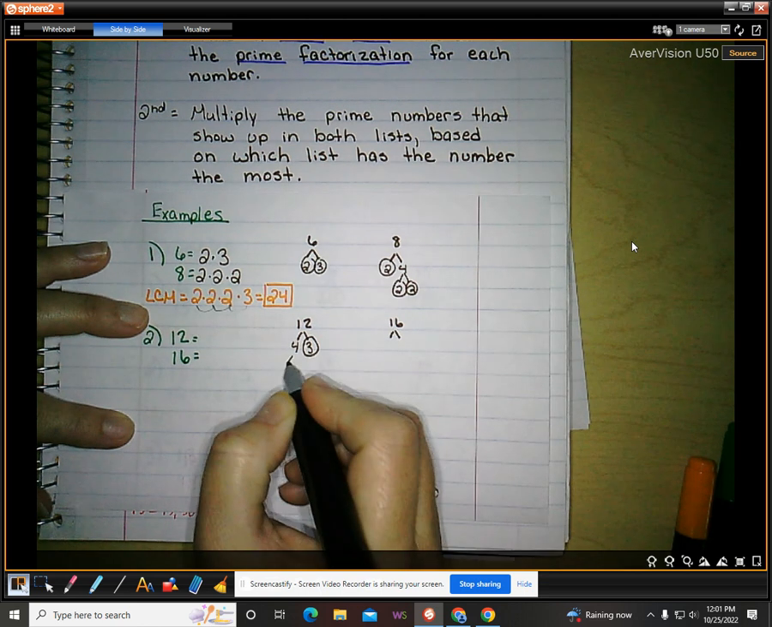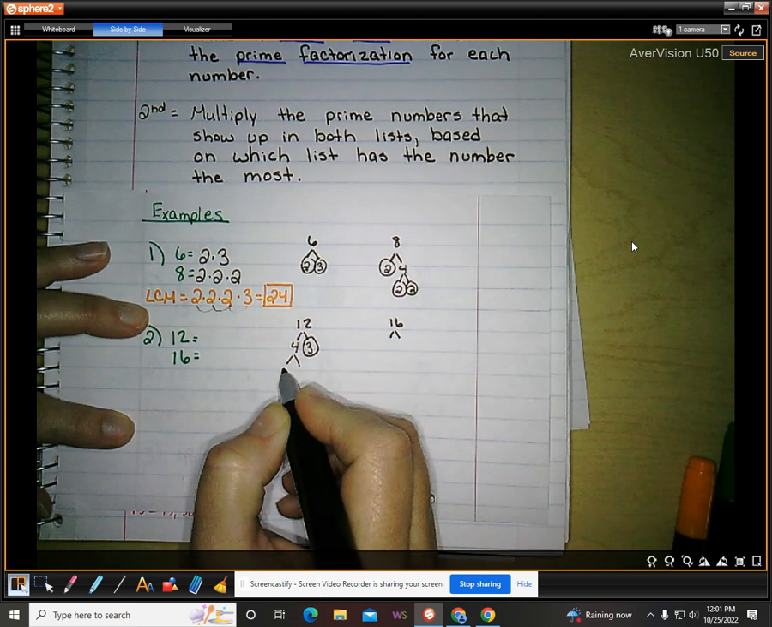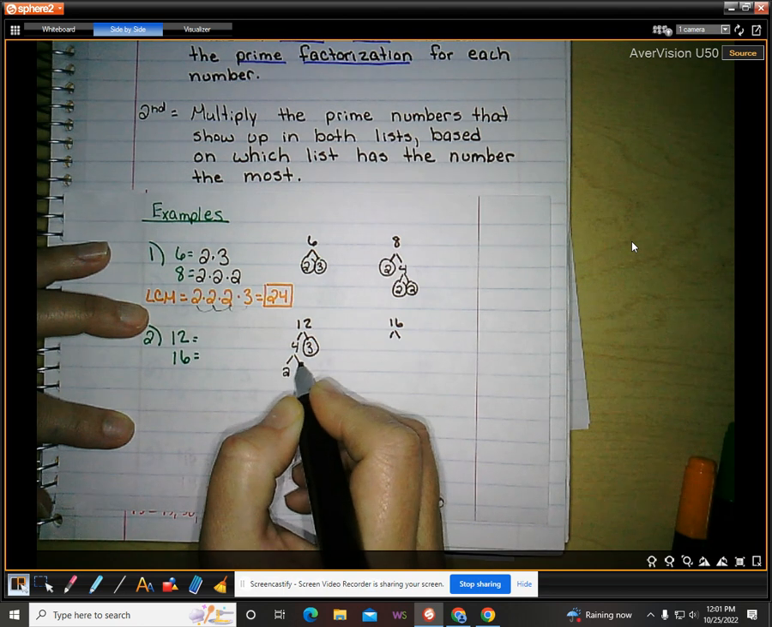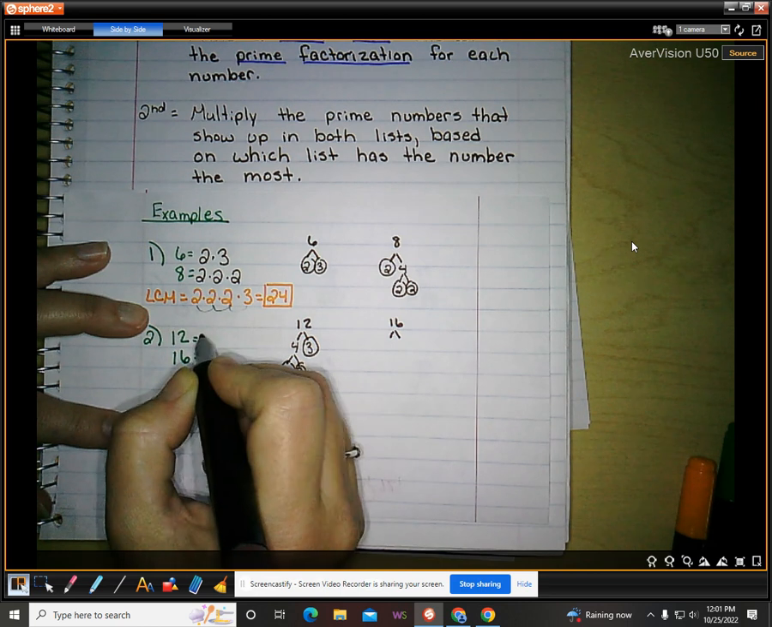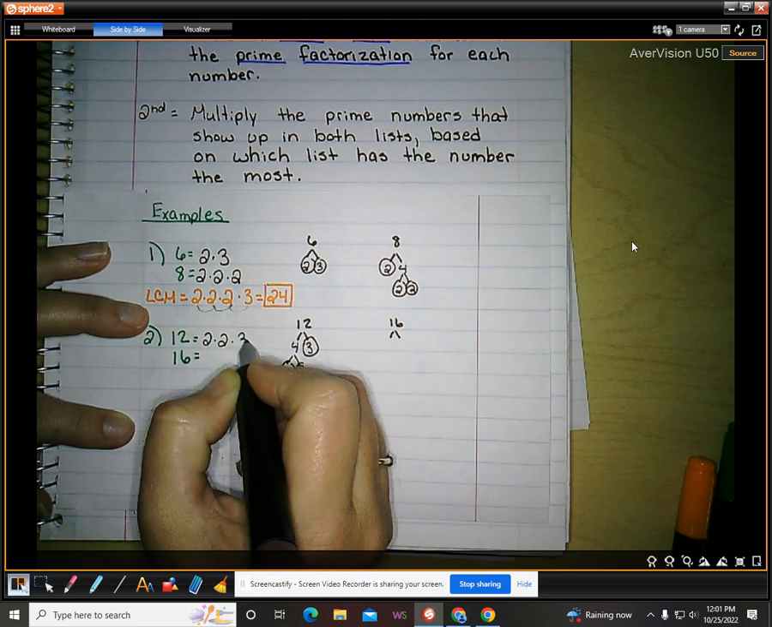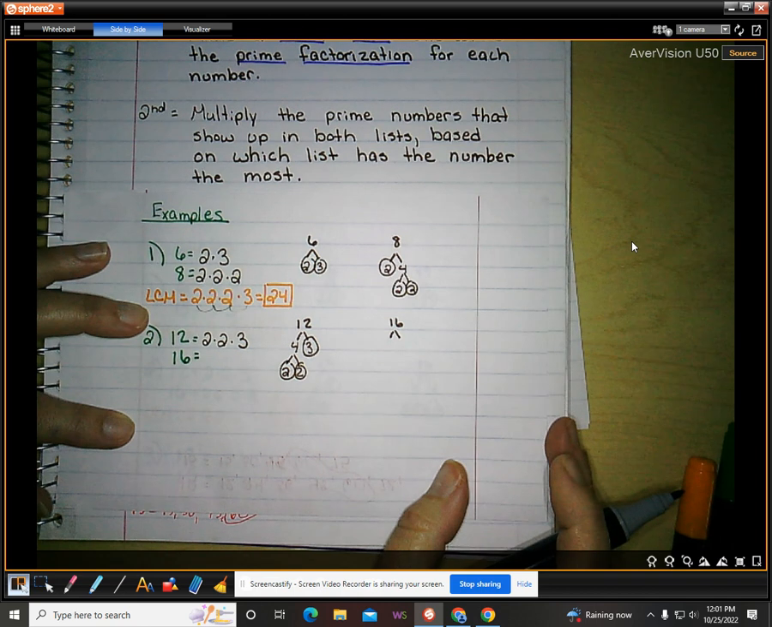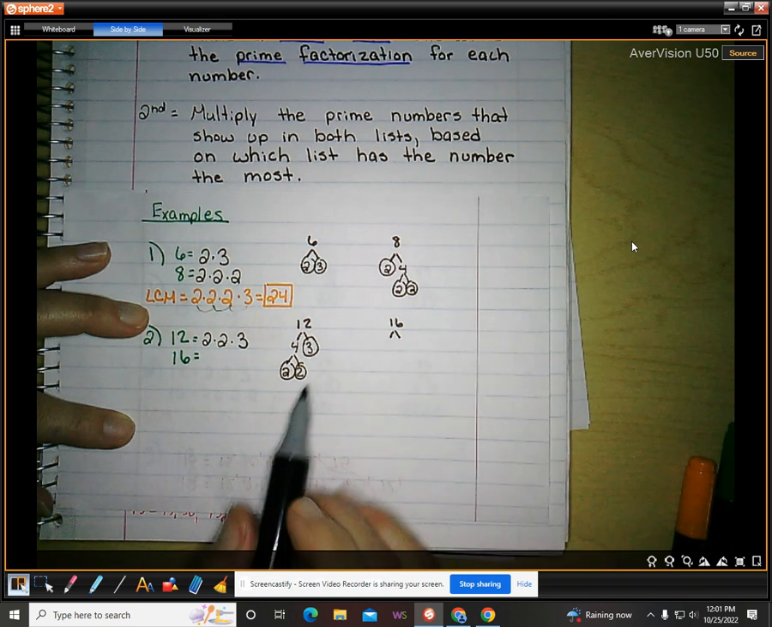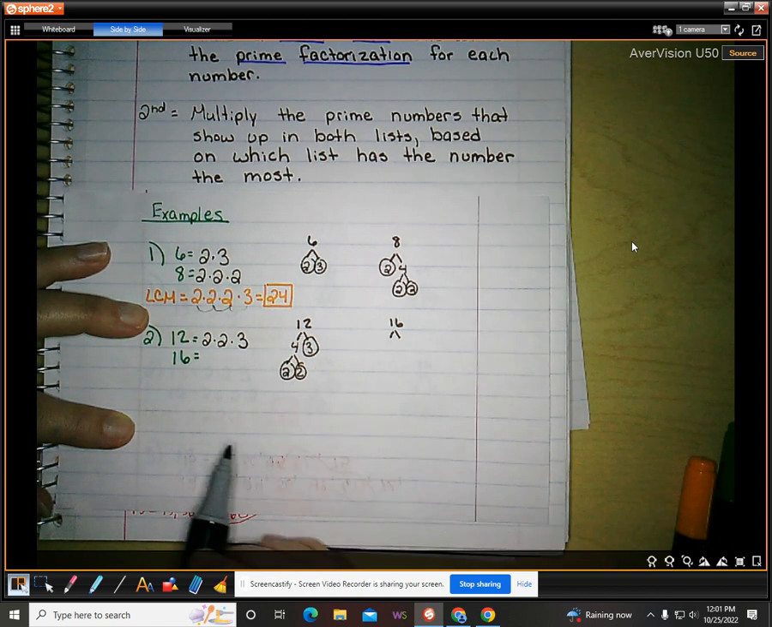3 is prime. 4 is not. So Leah, what for 4? 2 and 2. Those are both primes. So the prime factorization for 12 is 2 times 2 times 3. Even if you started it with 6 times 2, you would still end up with 2 times 2 times 3.